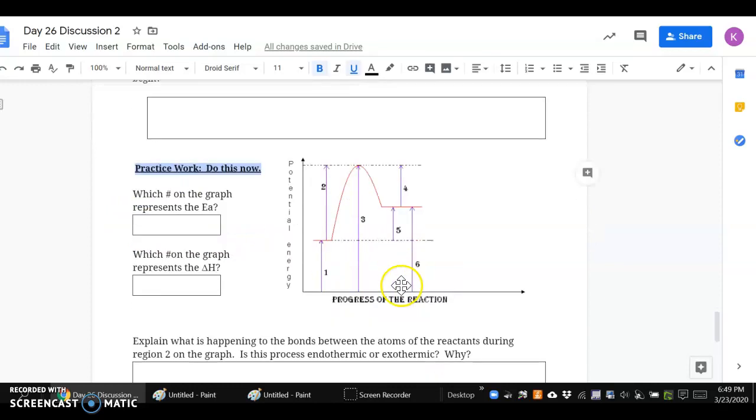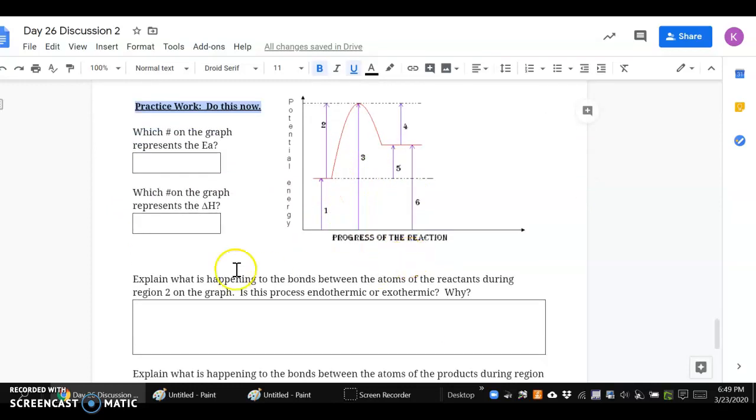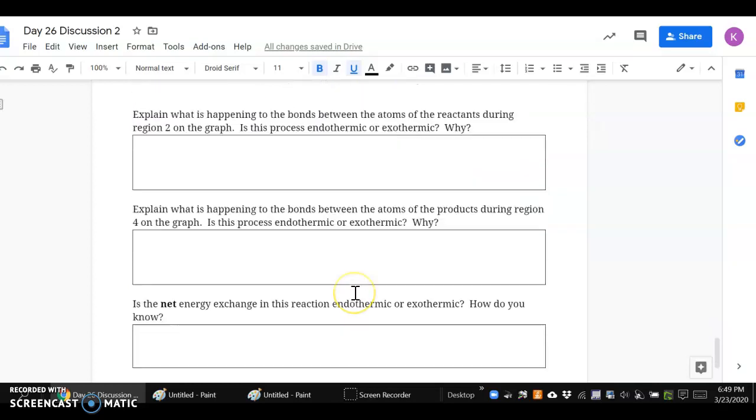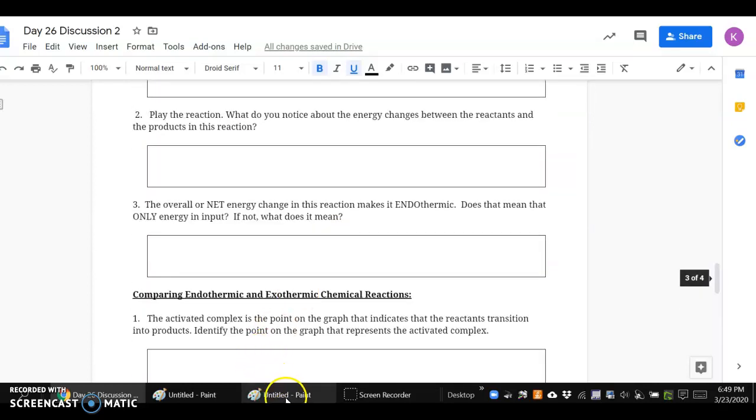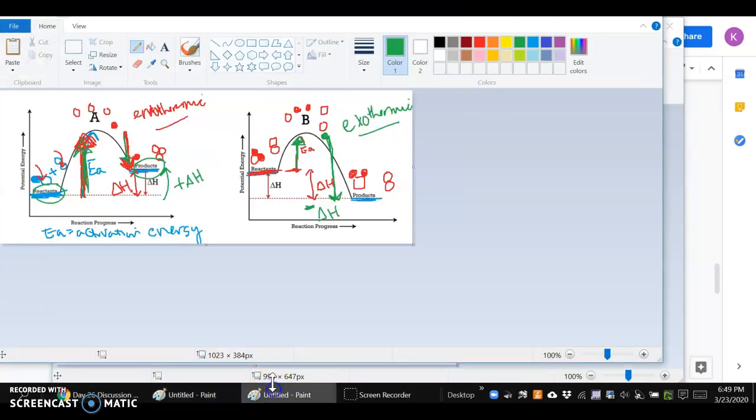Based on this graph, you're going to label a couple things, and you're going to look at the differences between the endo and exo and the difference in the amount of energies. So mainly what you need to be able to get out of this is that when I look at these graphs, I need to recognize which graph is endo. That's the one where the products have more energy. Recognize the graph that is exo right there.